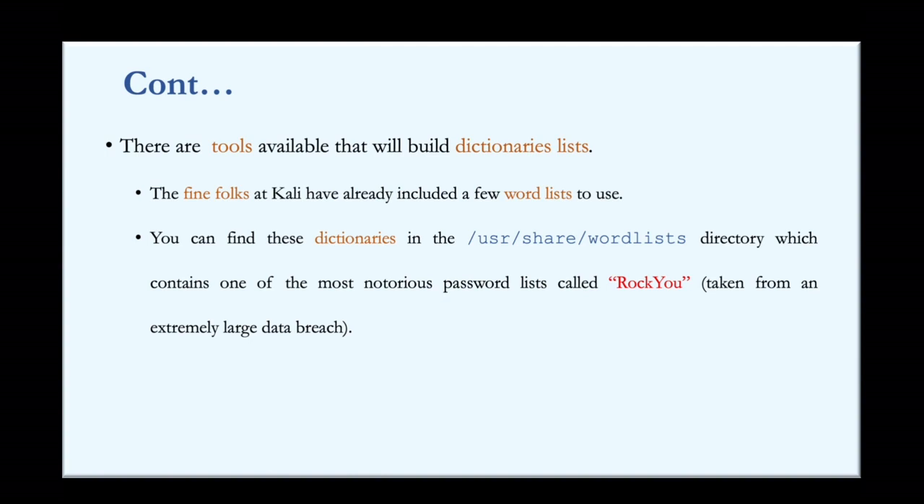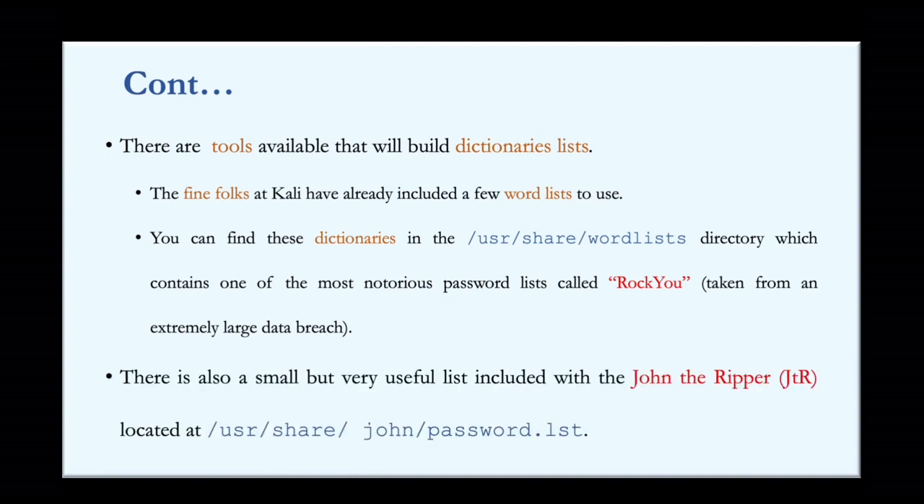There is also a small but very useful list that comes with John the Ripper, which is located on the Kali Linux machine under the usr share directory.